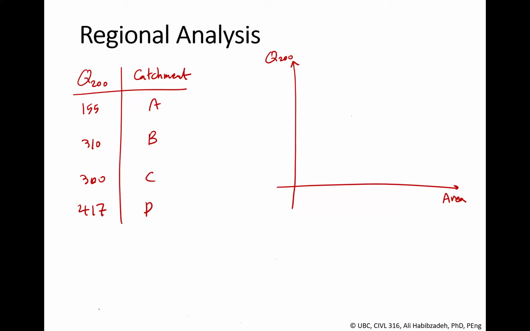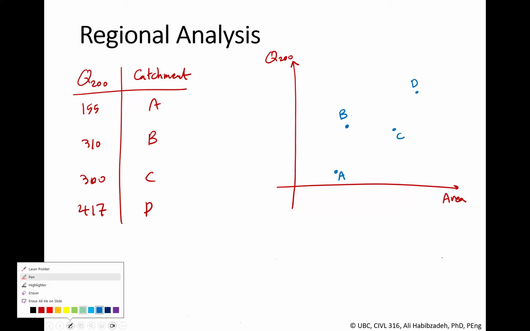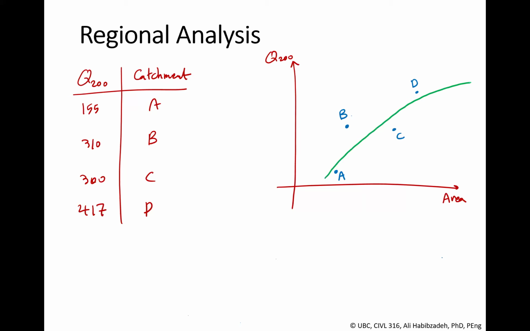And I'll have a bunch of data that look like this. This is A, this is B, this is C, and let's say this is D, right? And then fit a line. This will be Q proportional to area raised to A. And then now that I have this, for any given catchment, like catchment E, I can actually use the graph to get Q200 in catchment E, right? I could be creative and use this to be a little more accurate.